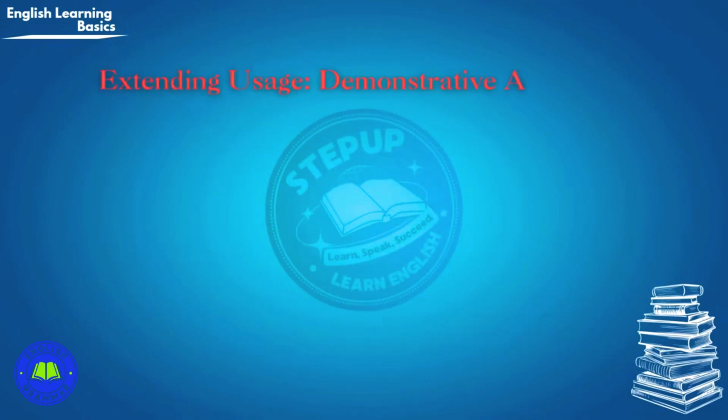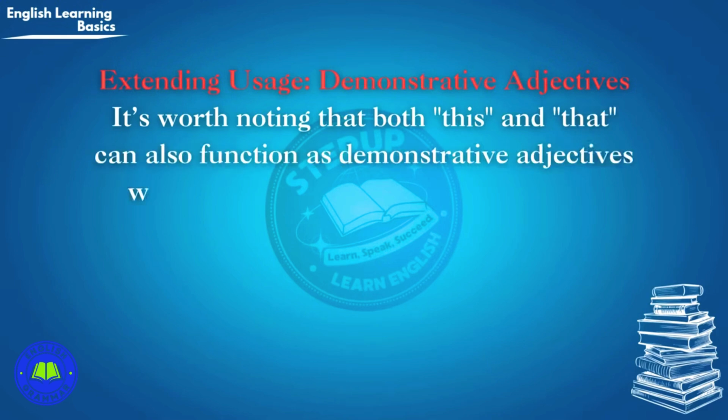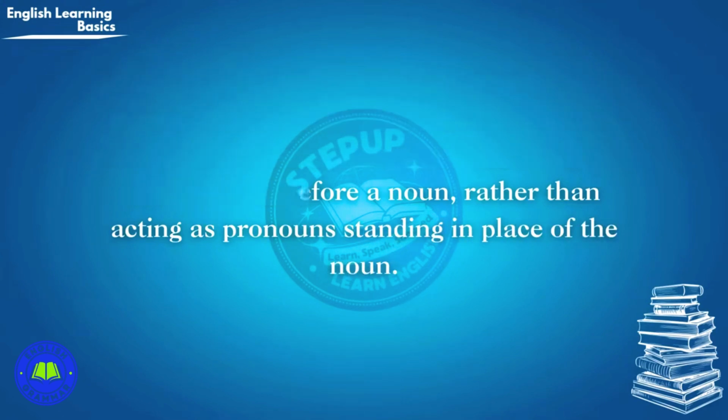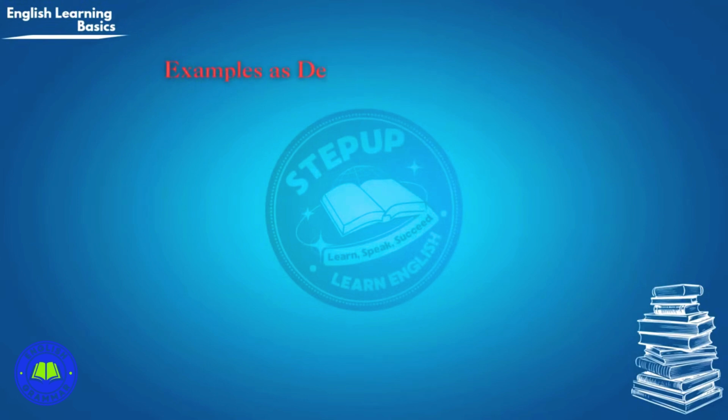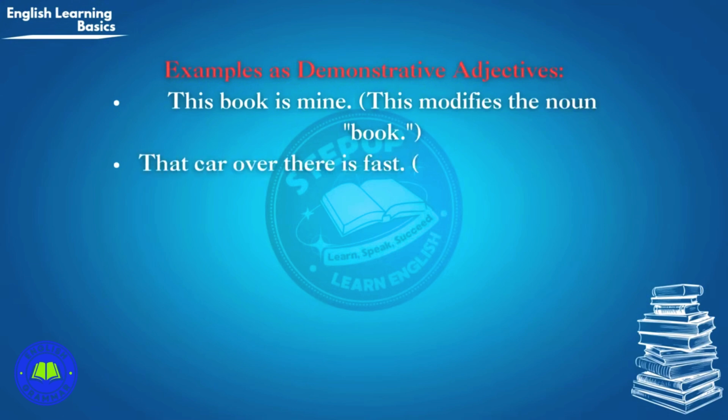Extending usage. Demonstrative adjectives. It's worth noting that both this and that can also function as demonstrative adjectives when placed before a noun, rather than acting as pronouns standing in place of the noun. Examples as demonstrative adjectives. This book is mine. This modifies the noun book. That car over there is fast.